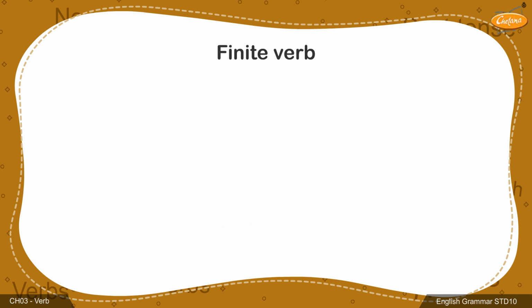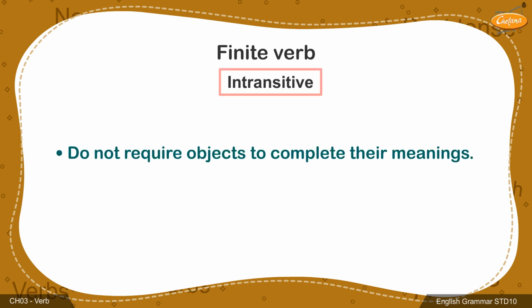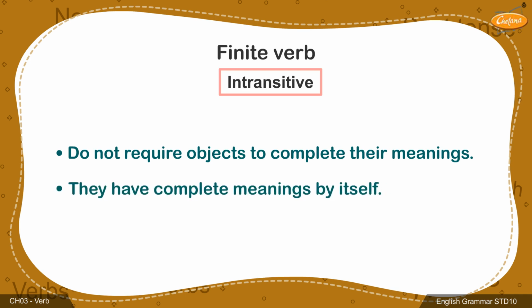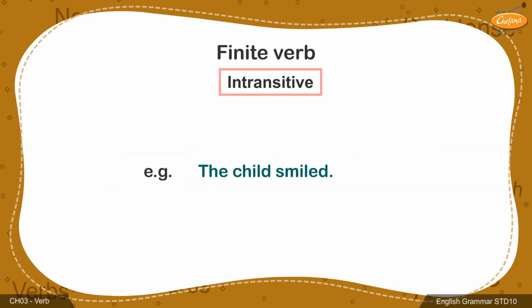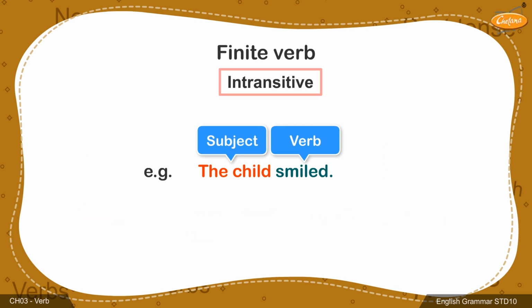However, in case of an intransitive verb, the verb does not require an object to complete its meaning. It has a complete meaning by itself. For example, the child smiled. In the given example, the child, which is the subject, is only followed by a verb. Smiled, the verb, does not require an object to complete its meaning, and thus smiled is an intransitive verb.